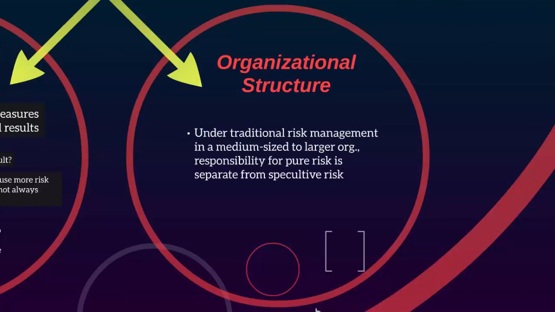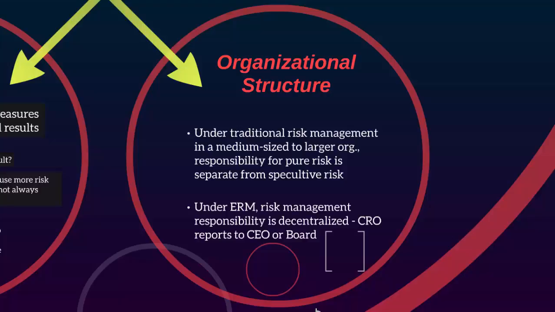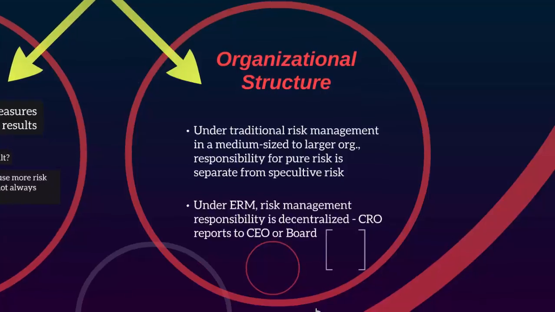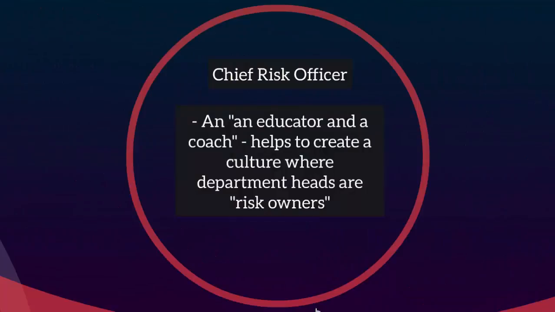Under traditional risk management, a risk manager or chief risk officer, as they're now often referred to, reports to the chief financial officer. But under ERM, risk management responsibility is decentralized. The CRO reports to the CEO or the company's board of directors. The chief risk officer is an educator and a coach who helps to create a culture where department heads are risk owners. Take a look at the risk management versus enterprise risk management example on page 5.8.